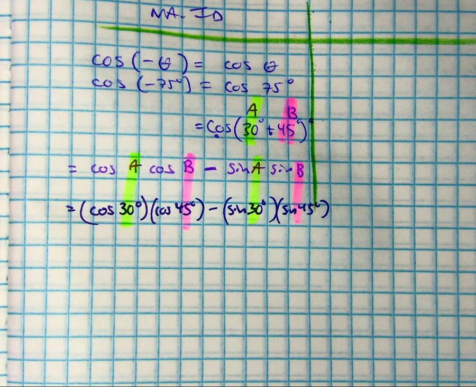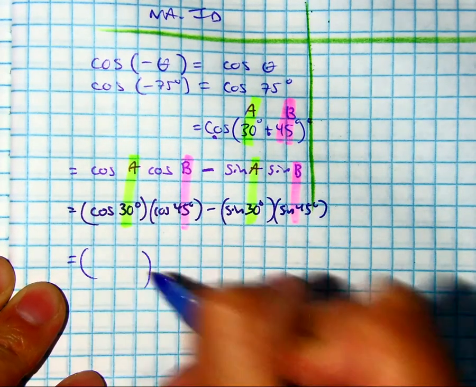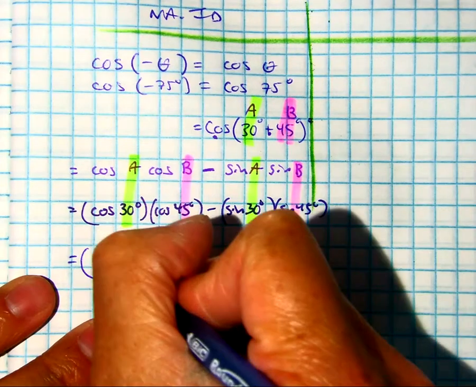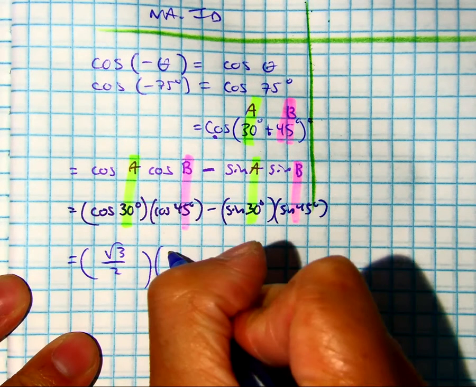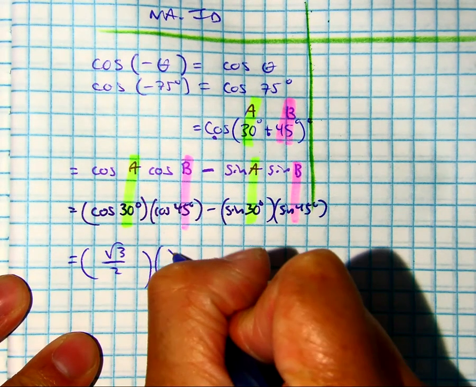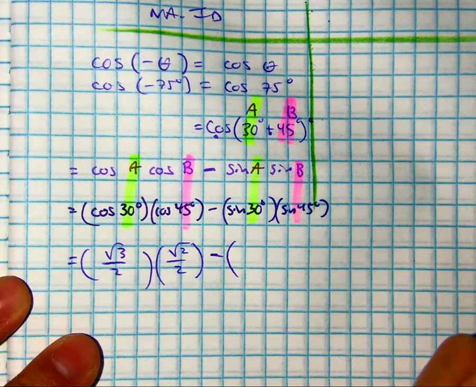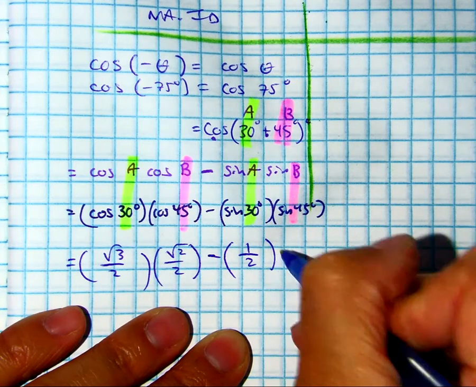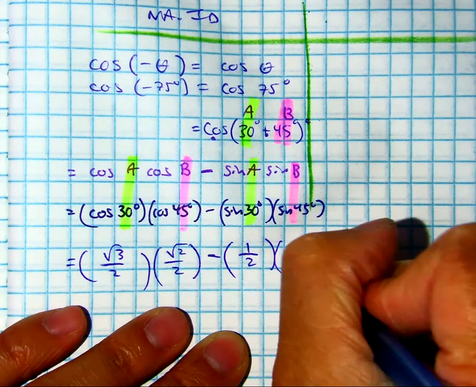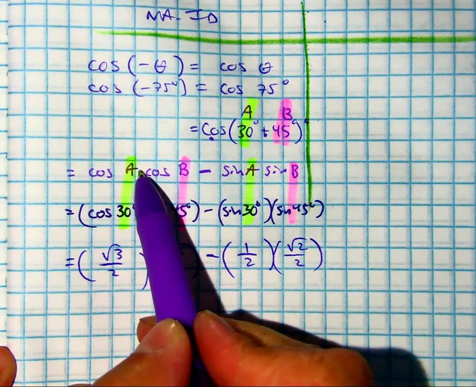Now if you look on your unit circle, cosine of 30 is radical 3 over 2. Cosine of 45, radical 2 over 2. I have this minus sign. Sine of 30, 1/2. And sine of 45, radical 2 over 2. Remember, it's multiplication here because there's no math operation.